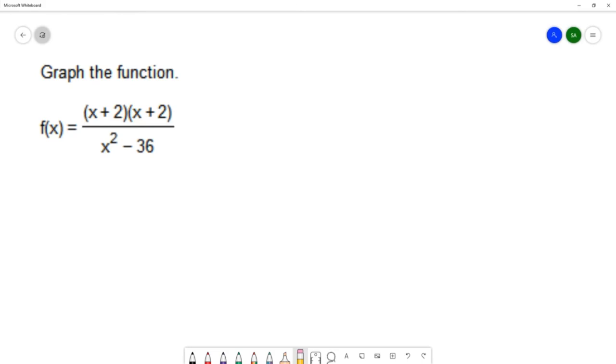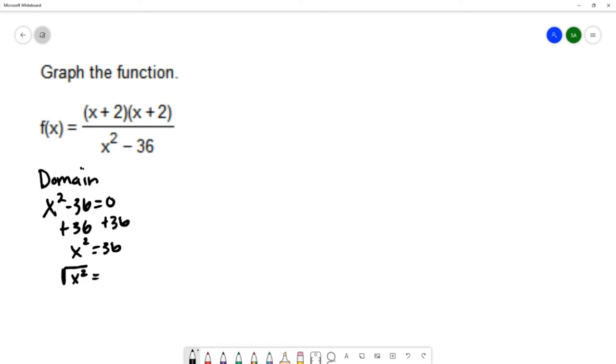So I'm going to start with finding the domain of this function. Finding the domain of a rational function requires me to set the denominator equal to 0 and solve. So I'm going to isolate the square by adding 36 on both sides. That gives me x squared equals 36. And I'll square root both sides and get x equals plus or minus 6. So these are our restricted values, and the function is not defined at these values.